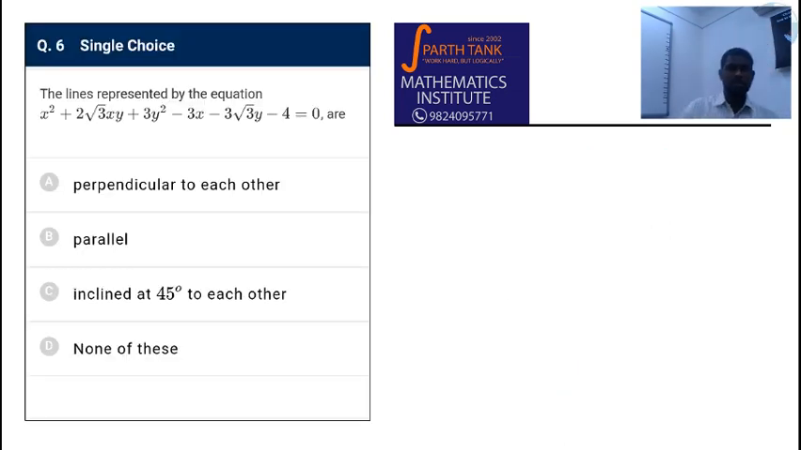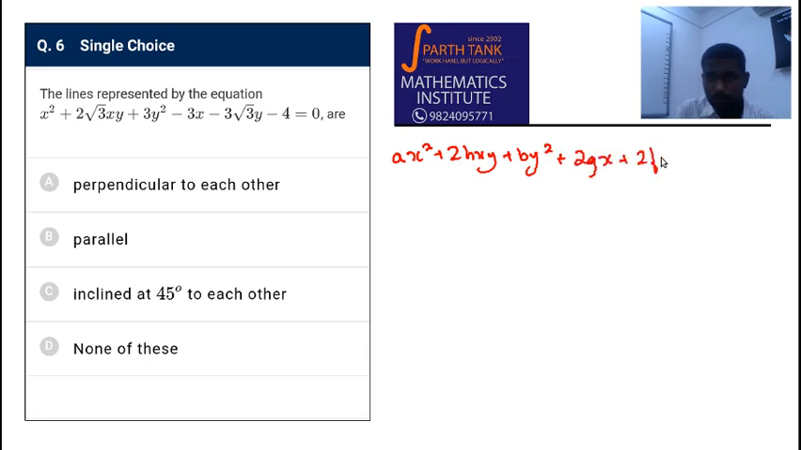Moving on to question number 6. This question is based on pair of straight lines idea. The lines represented by the equation x squared plus 2 square root of 3xy plus 3y squared minus 3x minus 3 root 3y minus 4 is equal to 0 are. Now, we know that the general form of the pair of straight lines is ax squared plus 2hxy plus by squared plus 2gx plus 2fy plus c is 0, right?